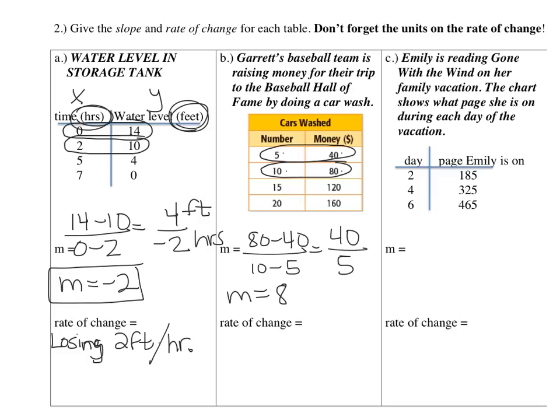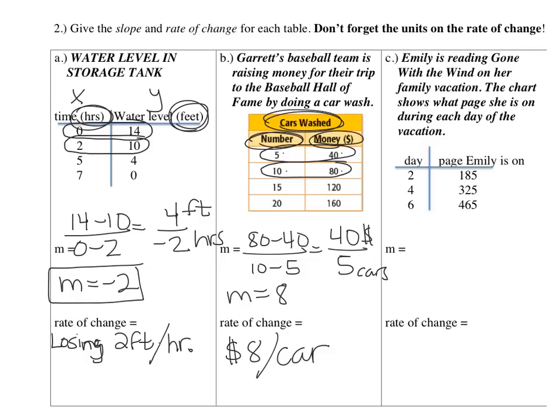My rate of change is going to be, this is the number of cars washed, and it's money over the number of cars, right? So 8 means it's $8 per car washed, right? So we would do dollars, because this is dollars, over cars, right? So the cost would be $8 per car. All right, the next one.